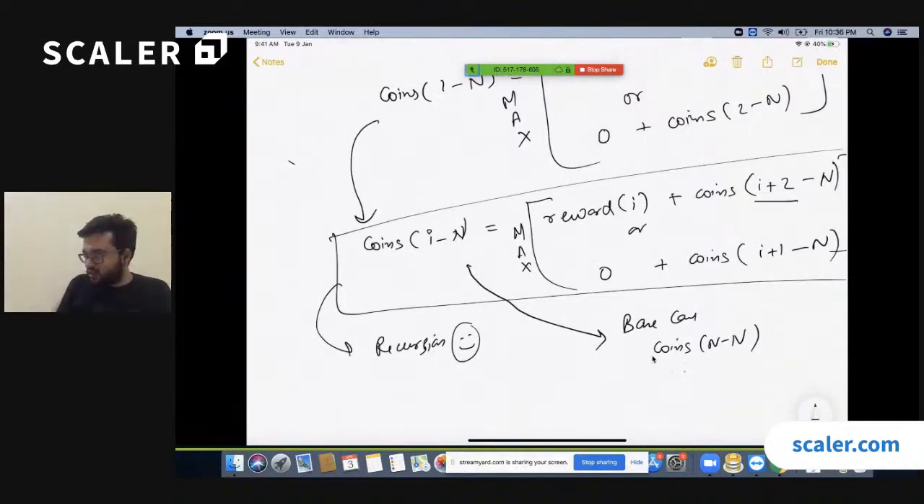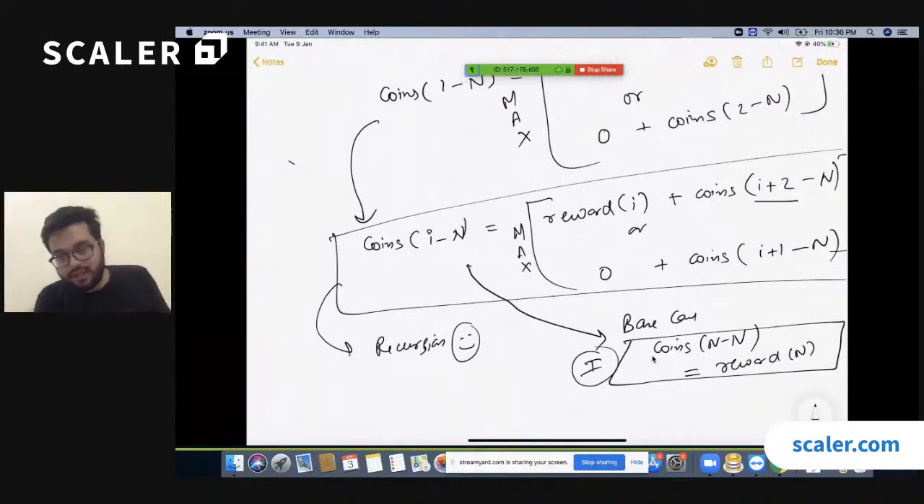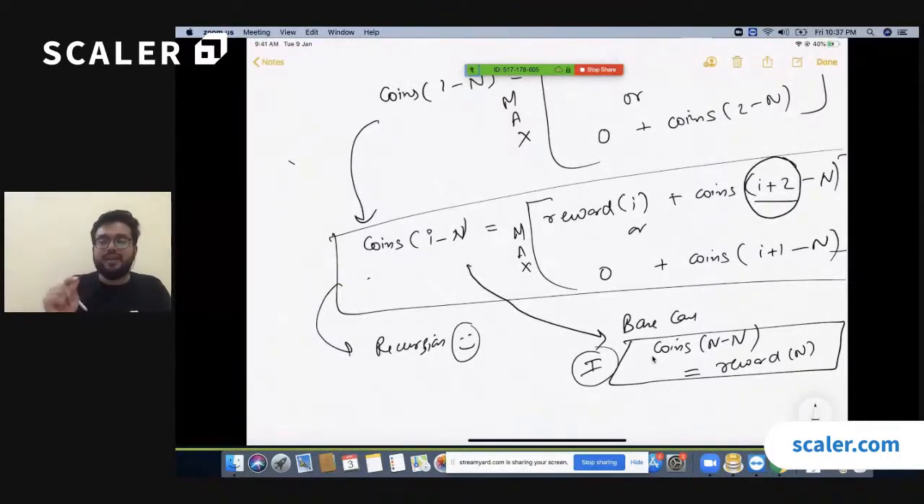So coins[n] would be the reward of looting the nth house. This is one base case that you can see. Now you tell me, if I am at the n minus 1th house, will this recursion help me then also? It will not, because if I am at the n minus 1th house, I will be forced to go to n minus 1 plus 2, which will be the n plus 1th house. That house does not exist. So even for n minus 1, I should have a base case.